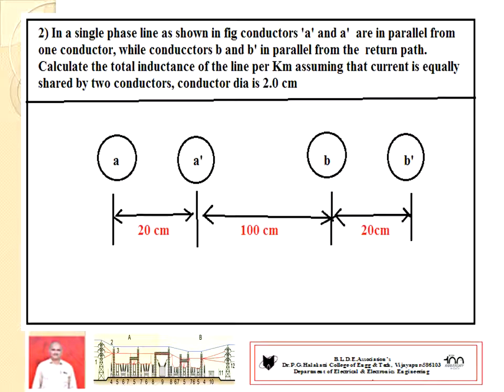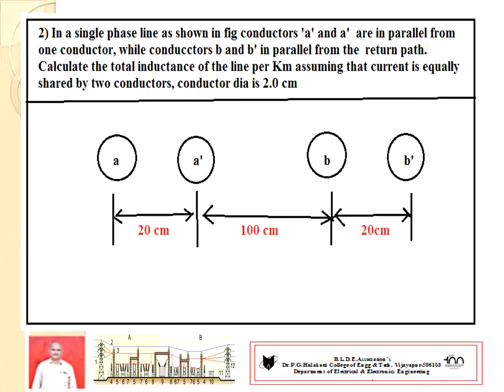Second problem. In a single phase line as shown in the figure, conductors A and A dash are in parallel forming the conductor, while conductors B and B dash are in parallel forming the return path. Calculate the total inductance of the line per kilometer, assuming that current is equally shared by the two conductors. Conductor diameter is 2 centimeter. So you understand the problem, sir.